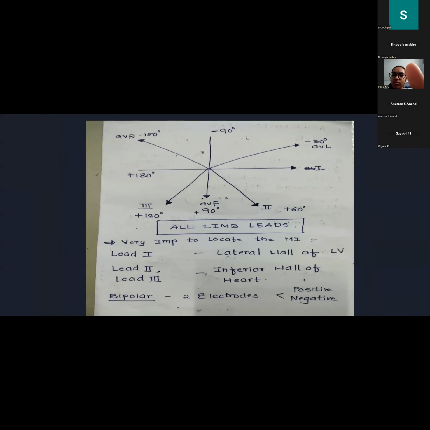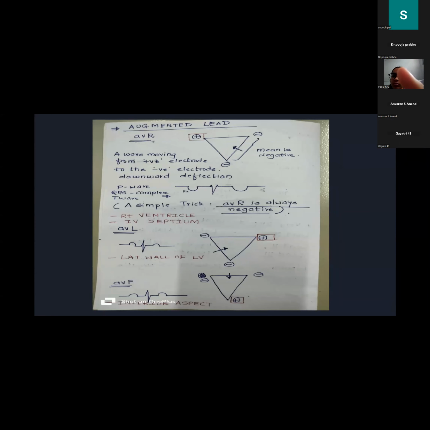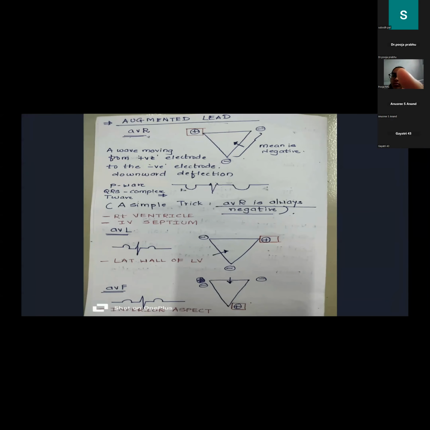Now, this is the hexaxial system. This is what I was mentioning. If AVR is supposed to be the positive electrode, look at the direction of the mean average potential. Whenever the cardiac cells are at rest, they are negatively charged. So AVR will be placed exactly on the same side where lead 1 is placed.